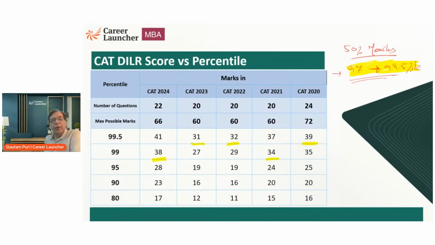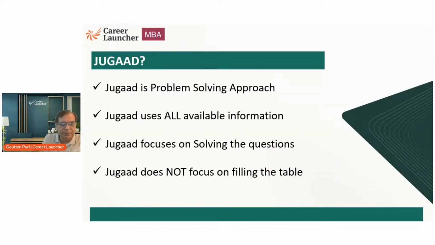And at the upper end, if you can do 4 questions or 1 complete set extra correctly, your scores will zoom up to 99.89 percentile very, very comfortably. And that is what we are targeting.